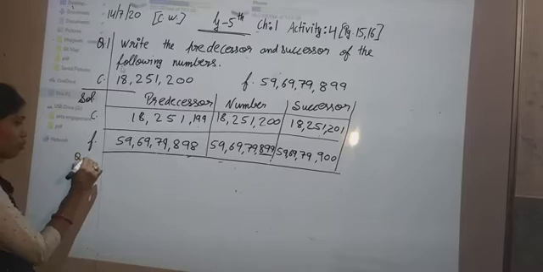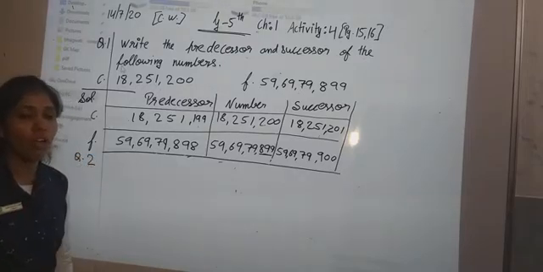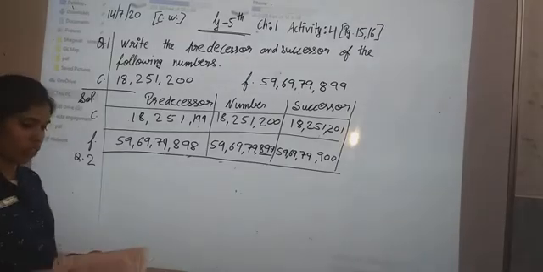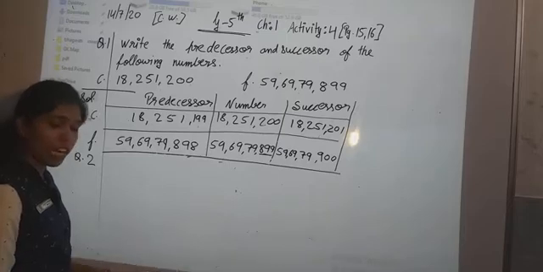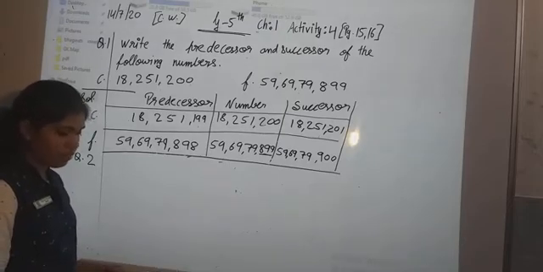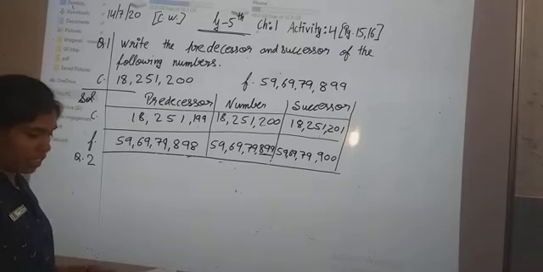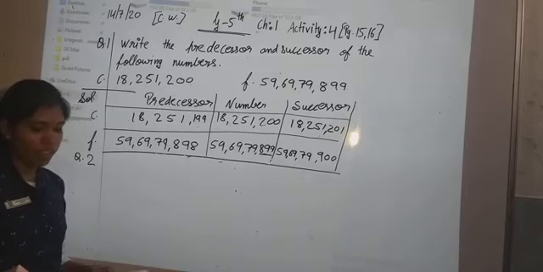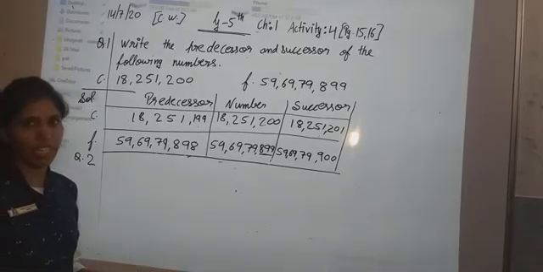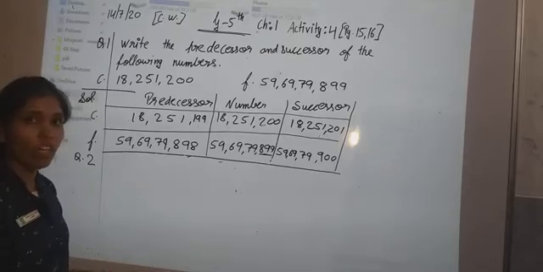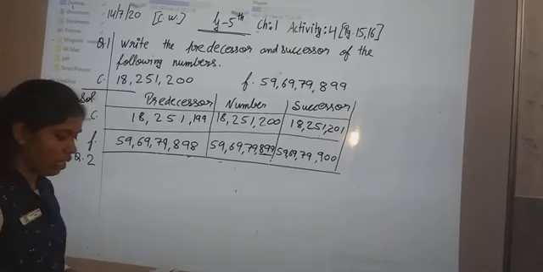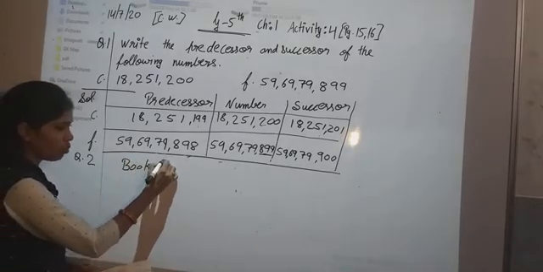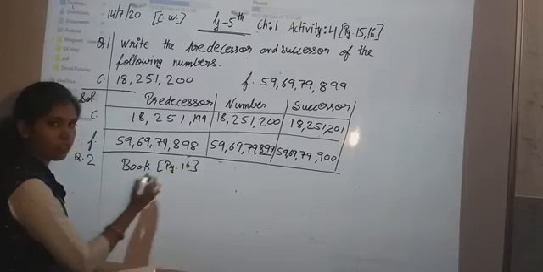And question number 2. Question number 2 you will do in your book. I am going to repeat, question number 2 you will do in your book. Okay, so take out your book. Page number 16. Question 2. Compare each of the following pairs of numbers using less than, greater than or equal to. That means we have to compare 2 numbers. Question 2 you will solve in the book, page number 16.